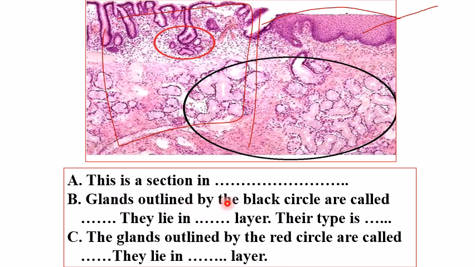The gland outlined with the black circle is called the esophageal glands, which are present at the submucosa. The type of gland is compound tubuloalveolar gland. While the gland circled with the red circle is the gastric gland. They are present at the connective tissue corium in the mucosa.